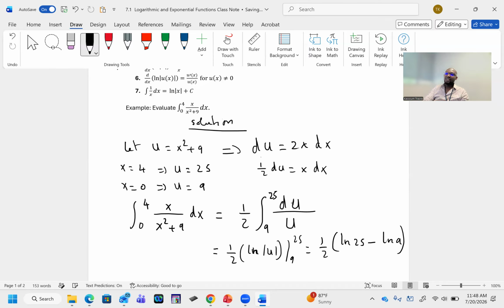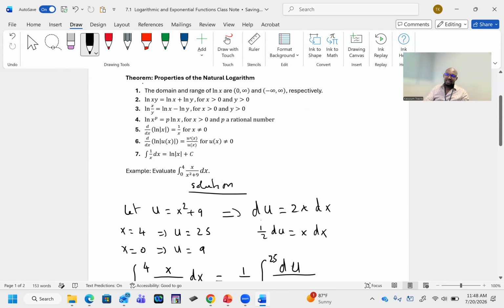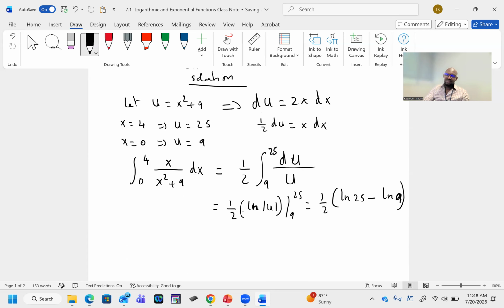We can simplify. The rest is to simplify. You remember this property that I gave you, but for ln. So ln of x minus ln of y is what? Ln of x divided by y. So that's what I would apply here. So this is the same thing as 1/2 ln of 25 divided by 9.